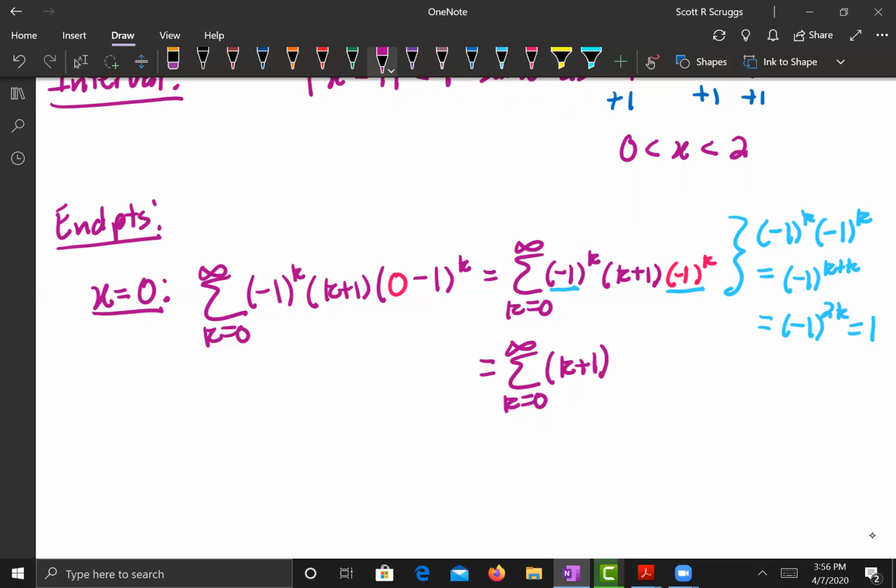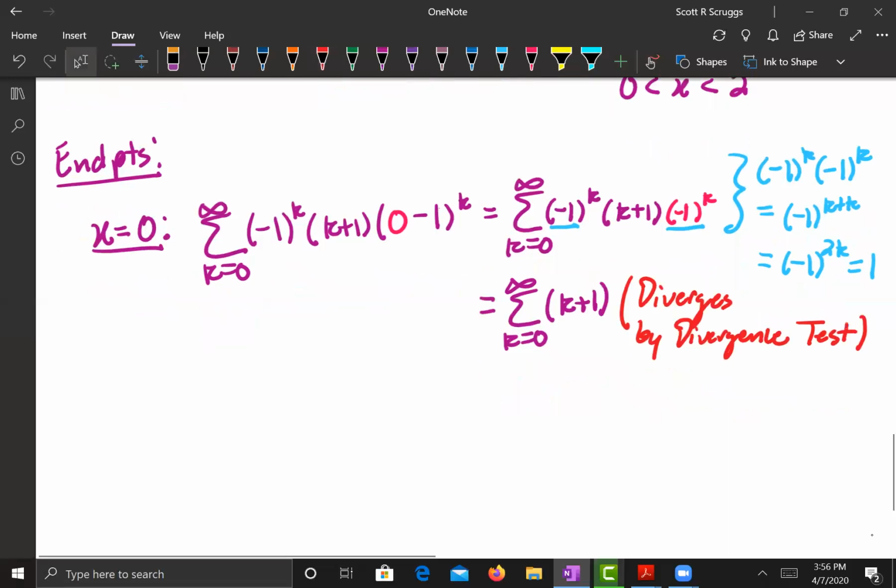And as Anthony mentioned, this series is going to diverge by divergence test. Because if I take the limit of k plus 1 as k goes to infinity, I'm just going to get infinity. And that's definitely not 0. So that means I do not include 0 in my interval of convergence.